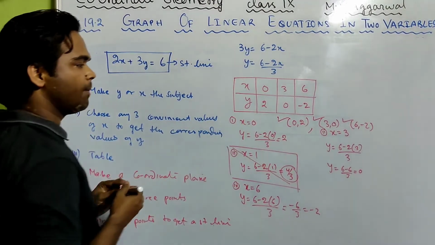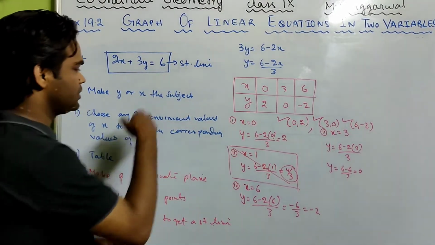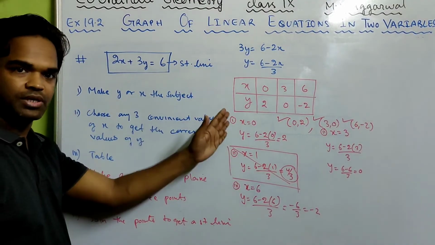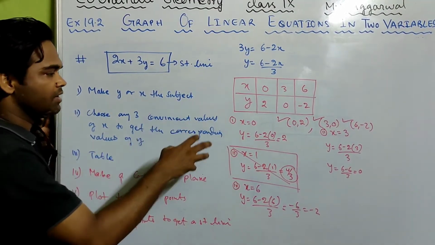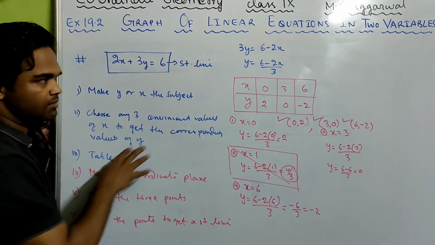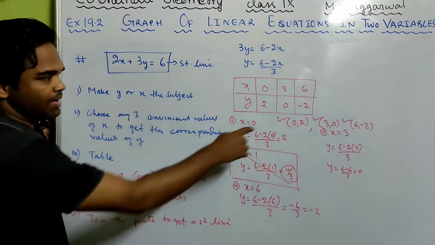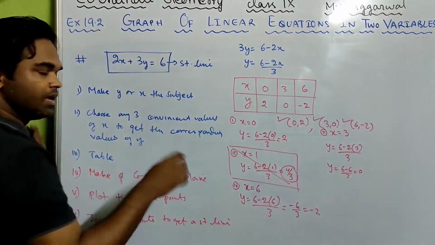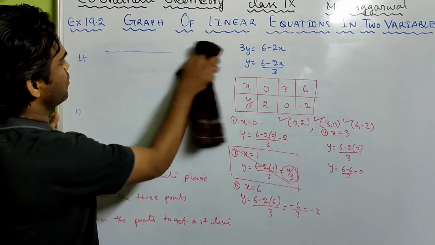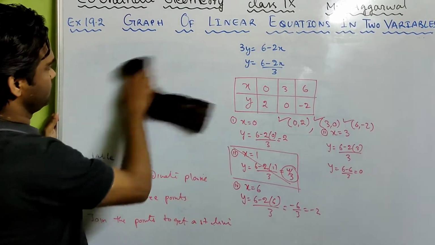Now look how I will plot it. What I'll do, I'll just rub this part. So just remember, make x or y the subject. Choose any 3 convenient values of x or y, in this case x, to get the corresponding values of y. Make a table, get the points. Okay. Now what I'll do, I'll just rub this part. I'll draw a coordinate plane over here.